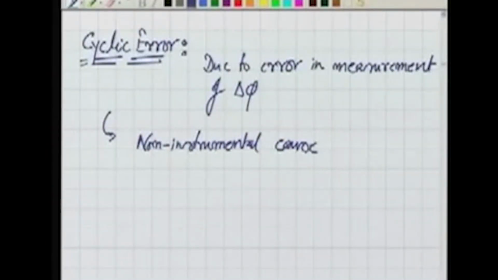Okay, the other error is cyclic error. Now this cyclic error is because of error in measurement of phase difference.